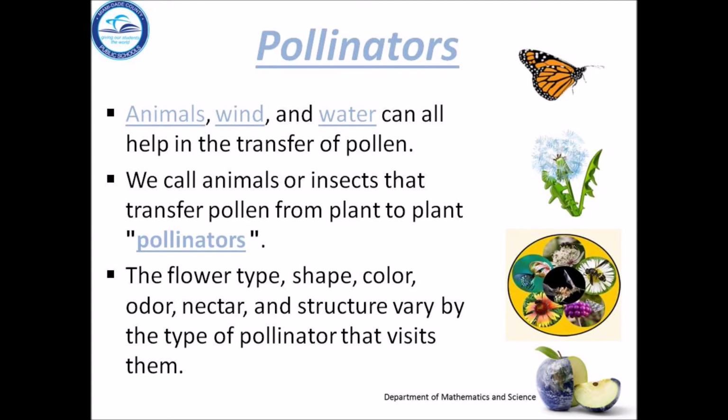Animals, wind, and water can all help in the transfer of pollen. We call animals or insects that transfer pollen from plant to plant pollinators. The flower type, shape, color, odor, nectar, and structure vary by the type of pollinator that visits them.